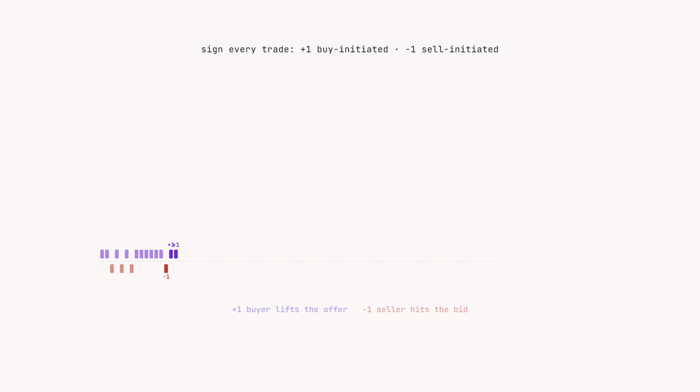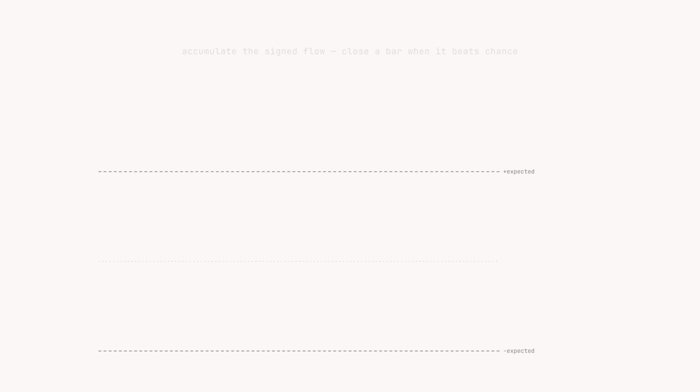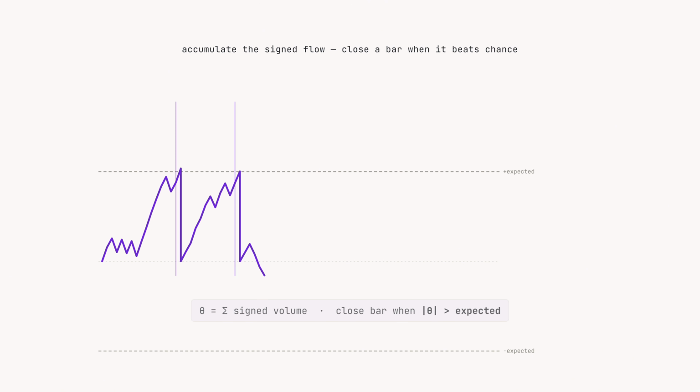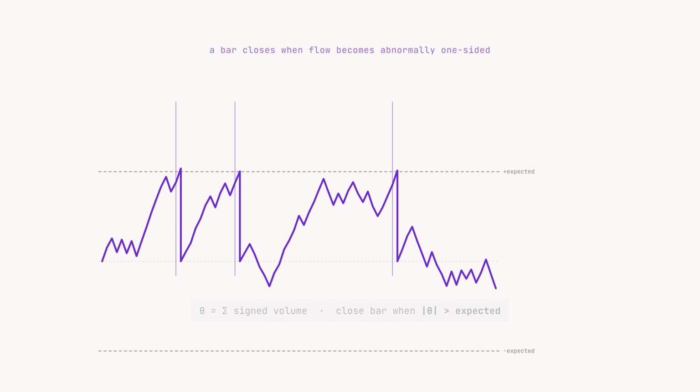Here's the mechanism. You take each trade and you sign it, +1 if it was buyer-initiated, -1 if seller-initiated. You accumulate the signed flow. A new bar forms not after n trades, but when the cumulative signed imbalance exceeds what you'd have expected by chance. In plain terms, a new bar closes the moment the order flow becomes abnormally one-sided.